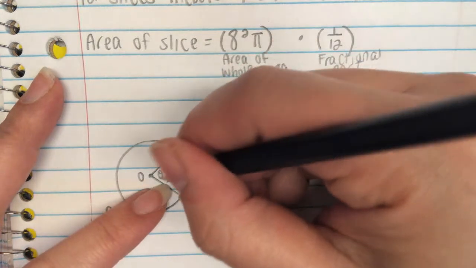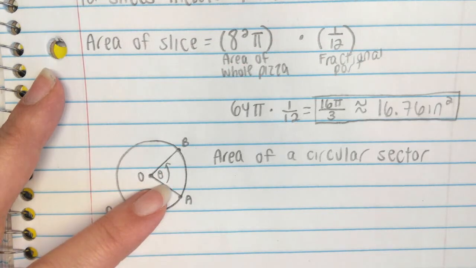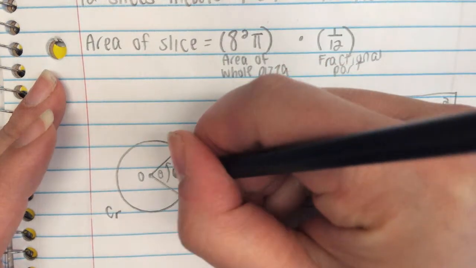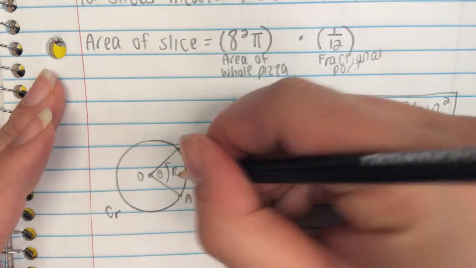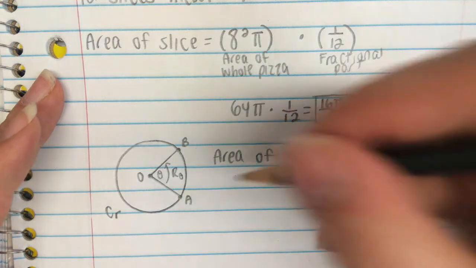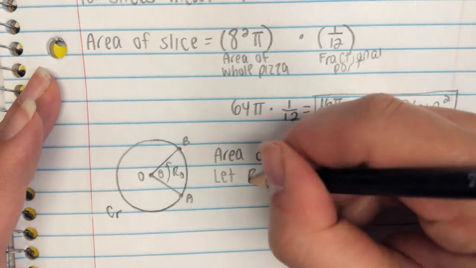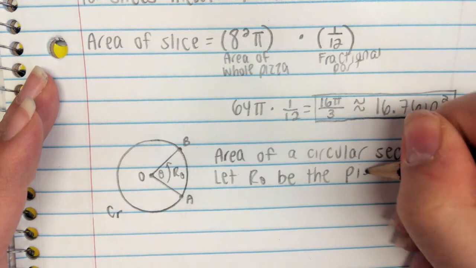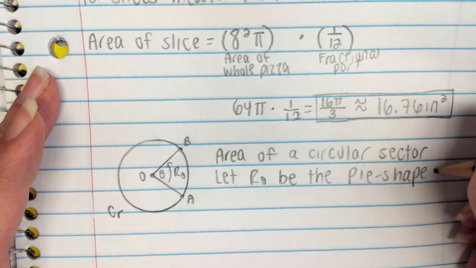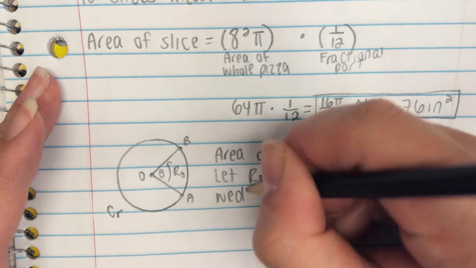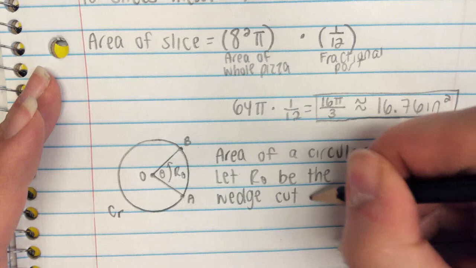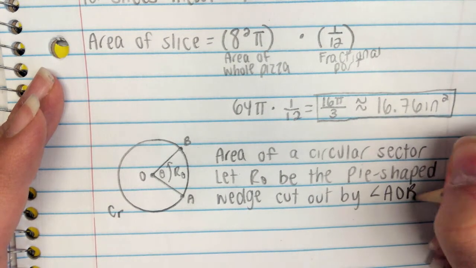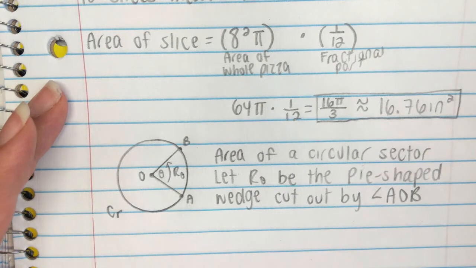And I'm going to write that the circumference of the whole thing is C sub r, which we've already talked about, right? In addition, I'm going to call this whole wedge r sub theta, okay? So I'm going to write here off to the side: let r sub theta be the pie-shaped wedge cut out by angle AOB.